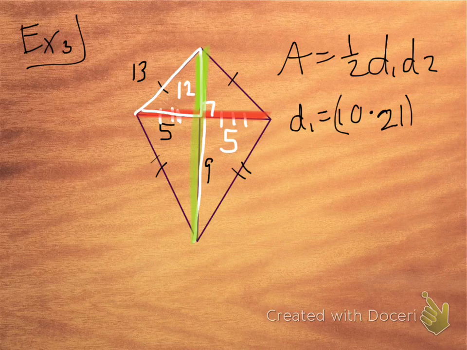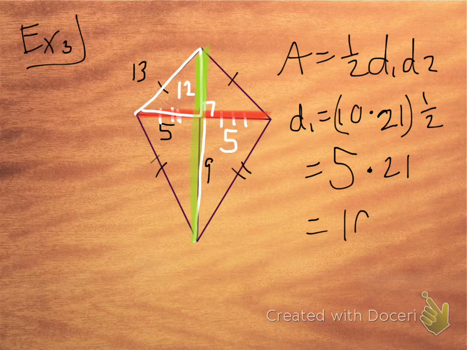And then don't forget, I forgot the 1/2. Now, what I recommend here, one of the numbers is odd, one of them is even. So I always recommend multiply the even and the 1/2 first, because that will be easier for you. So what's 1/2 times 10? You get 5 times 21, right? And 5 times 21 is 105 square units.